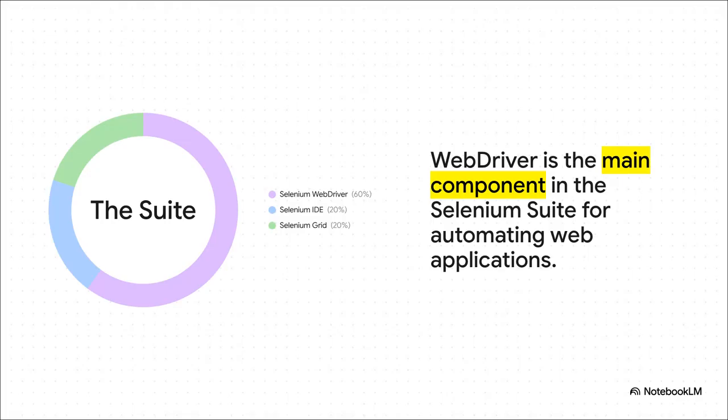First up, let's zoom out. Selenium isn't just one thing. It's a whole suite of tools. And in that suite, WebDriver is, well, it's the star of the show. You've got other things like the IDE for quick record and playback, and Grid for running tons of tests at once. But WebDriver is the engine. It's the core piece you use to build powerful, flexible automation scripts.